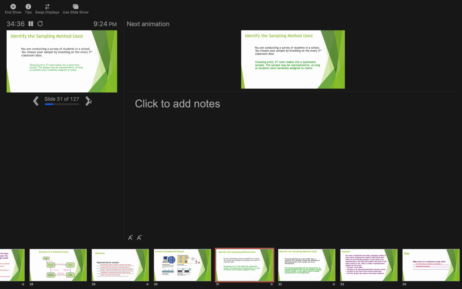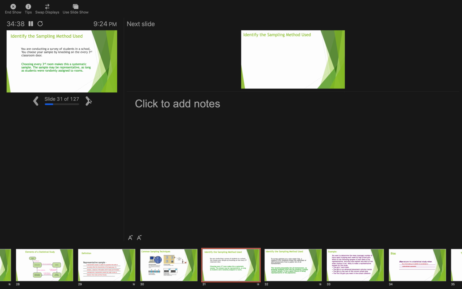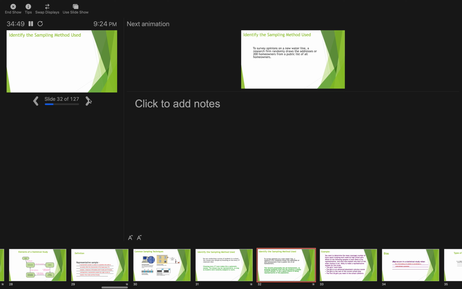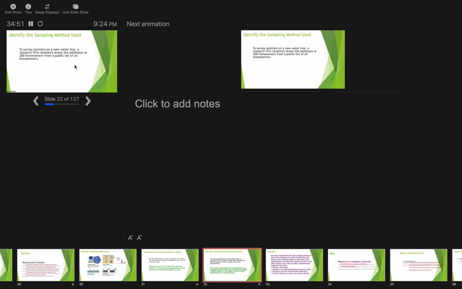So what are you going to get here? Choosing every 3rd room makes this a systematic sample. The sample may be representative as long as the students were randomly assigned to the rooms. But it's definitely systematic because you're doing every 3rd room. Identify the sampling method used again.